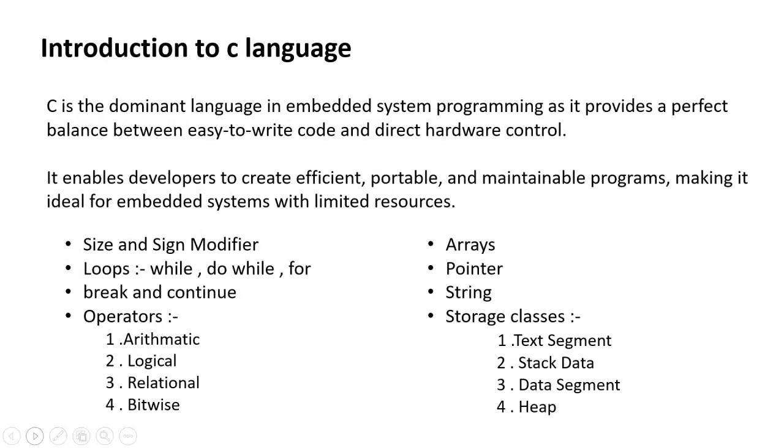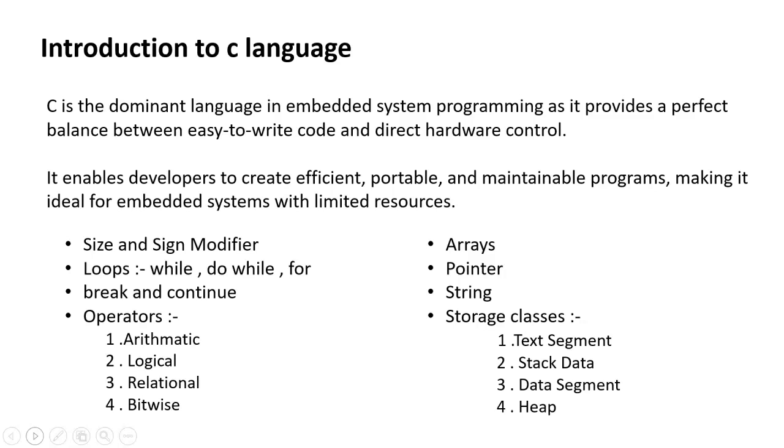So first we see Introduction to the C language. So why the C language? Because C is the dominant language in embedded system programming as it provides a perfect balance between easy to write code and direct hardware control. It enables developers to create efficient, portable, and maintainable programs, making it ideal for embedded systems with limited resources.